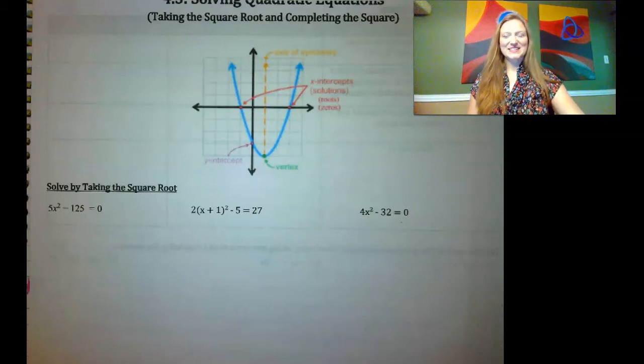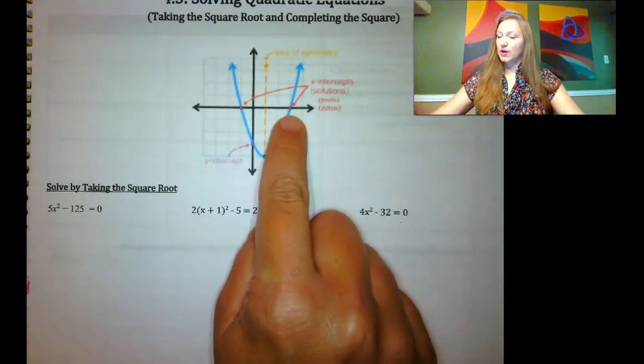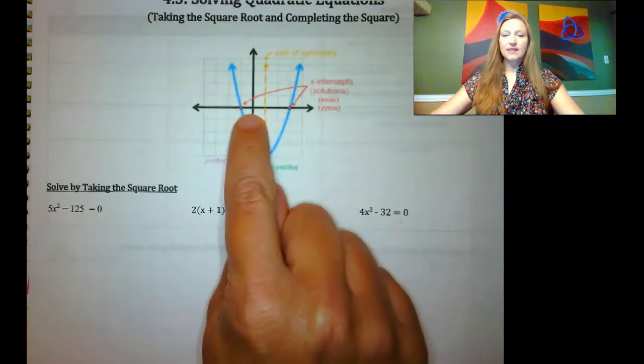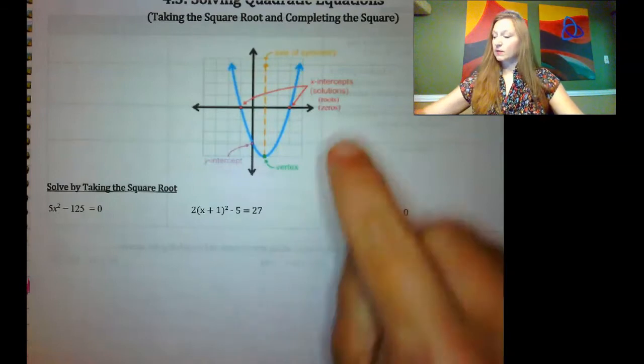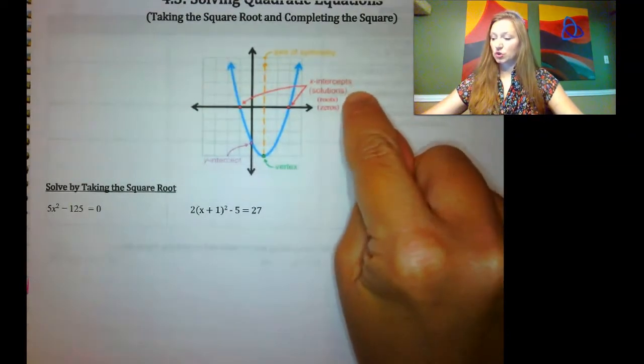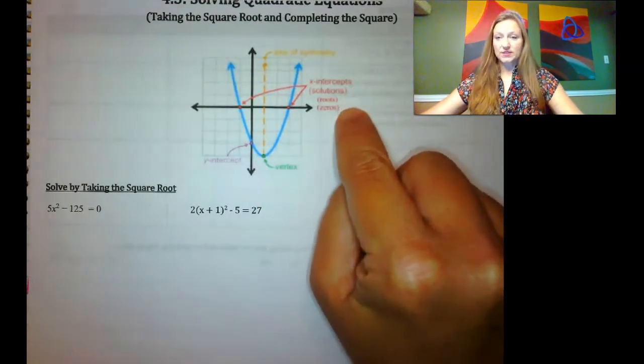Hello there, students. Today we're going to be talking about how to solve quadratics by completing the square and by taking the square root. They're very similar to each other. This entire unit is dedicated to solving quadratics, and that means finding these points where the parabola crosses the x-axis. They can be called x-intercepts, solutions, roots, or zeros.